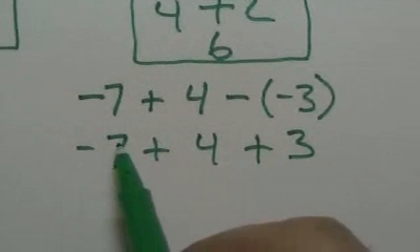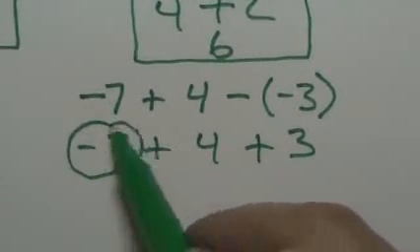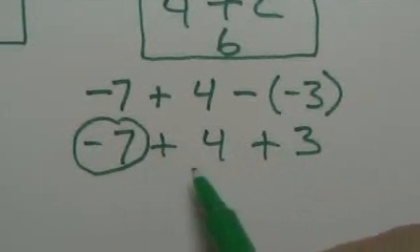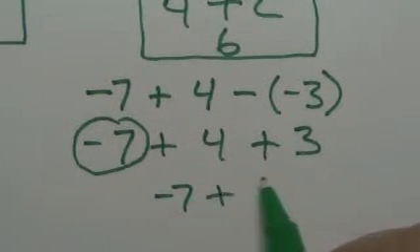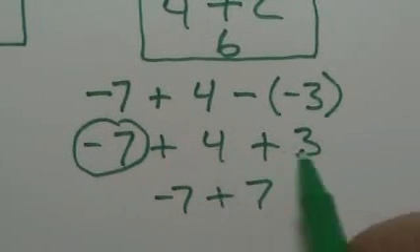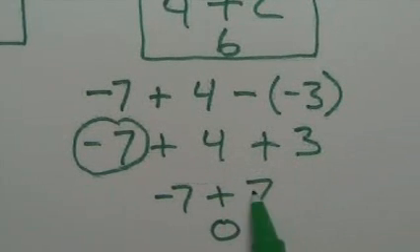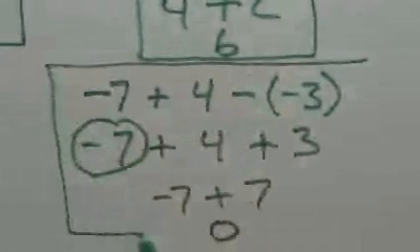Okay, and this is my negative. I have negative 7, positive 4, and a positive 3. So I have negative 7 plus 4 plus 3. That's plus 7. 4 and 3 make 7. That's just 0. Right? Opposites come out to be 0.